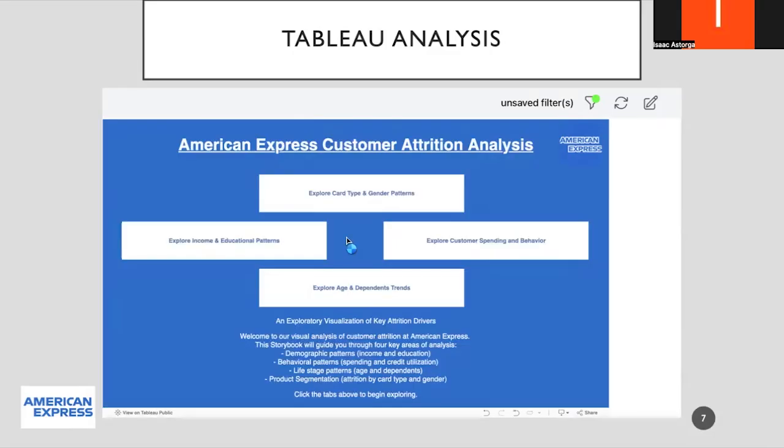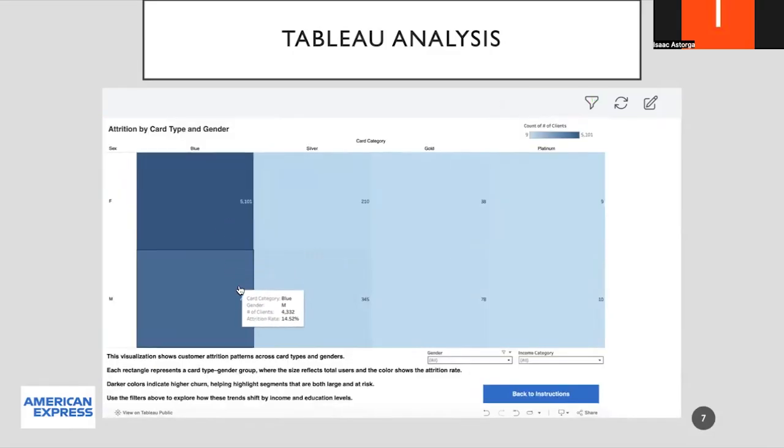Lastly, we have a heat map for card type and gender patterns, where you'll see the card categories matched up with each gender. And for this, you can sort by gender and income category and see the relationship in card categories and how many have been attrited.